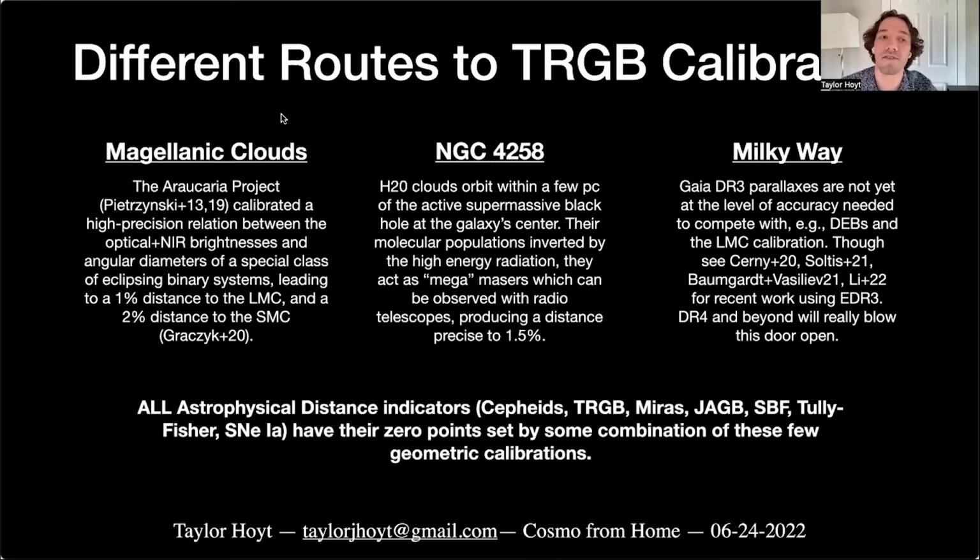And I just want to emphasize that all astrophysical distance indicators, Cepheids, TRGB, Miras, JAGB, SBFs, Tully-Fisher, supernovae, all have their zero point set by some combination of these few geometric calibrations. And so when you see these useful compilation plots of all the various H0 measurements, many of these points in these compilation plots are covariant. They share in common over half of their variance. And so keep that in mind whenever you're interpreting those plots.